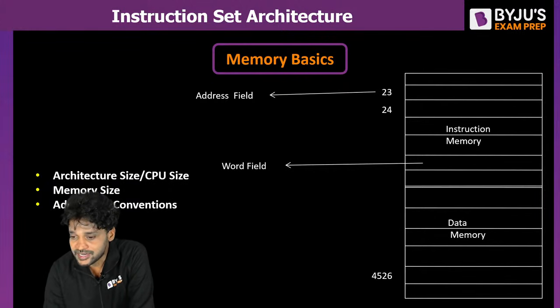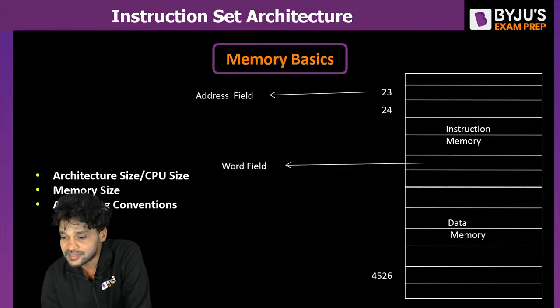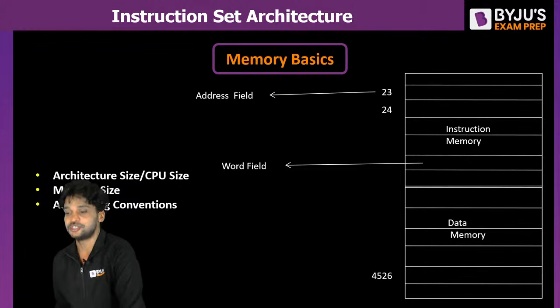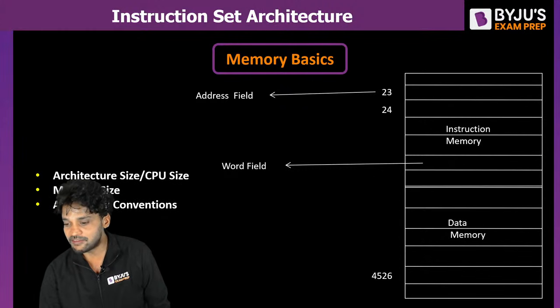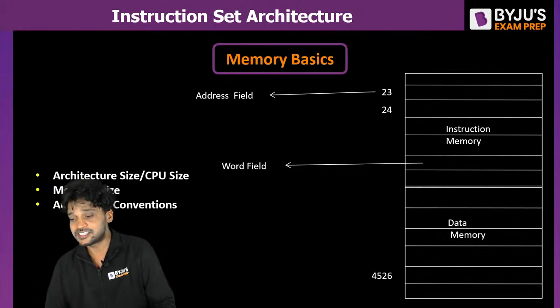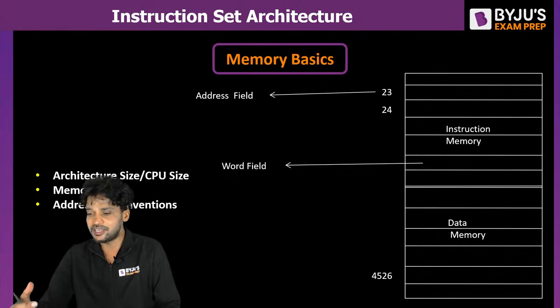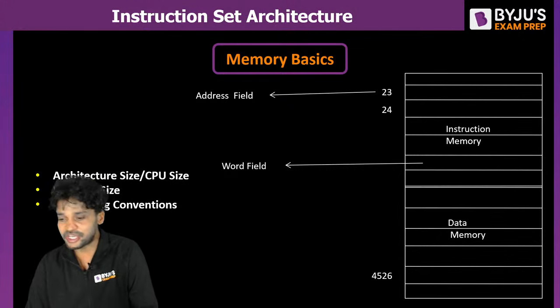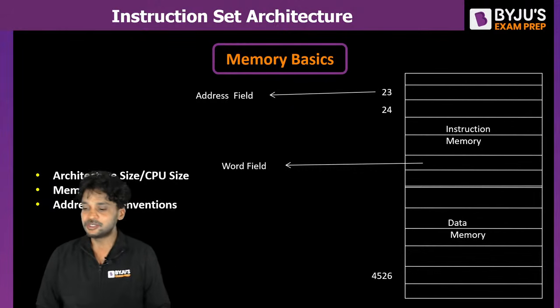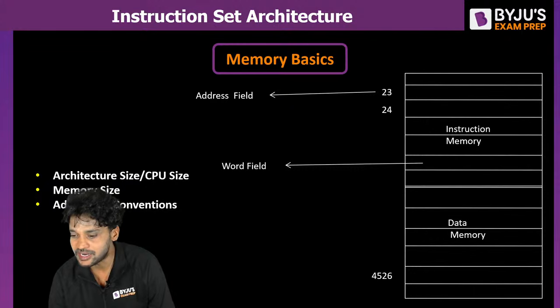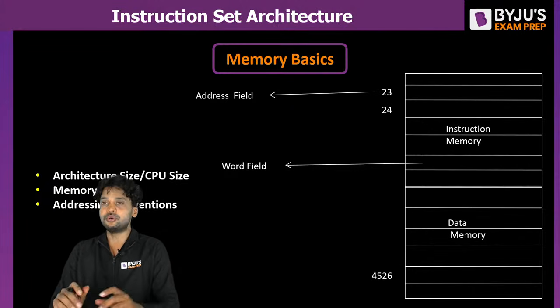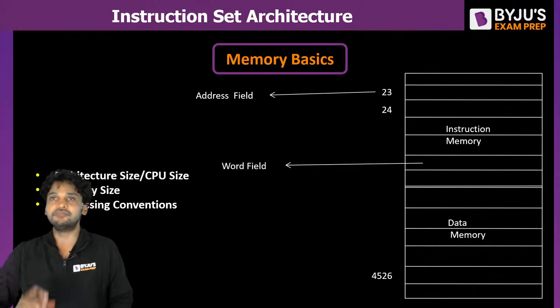But the data operands that belong to these instructions will be available within the data memory. Those are non-contiguous. Non-contiguity meaning the 23rd instruction's data operand may be available at some address, and the 24th instruction's data operand may be available at some different address, not necessarily at the contiguous location of the previous operand. So this is all about the non-contiguity.